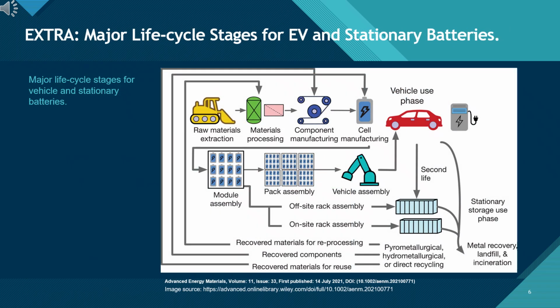This diagram, taken from life cycle assessment considerations for batteries and battery materials, illustrates the major life cycle stages of both vehicle and stationary batteries. The process begins with the extraction and processing of raw materials, followed by the manufacturing of components and cells. Cells are then assembled into modules, which are in turn assembled into packs, and these packs are integrated into vehicles. After the vehicle use phase, batteries may enter a second life, as stationary storage systems.